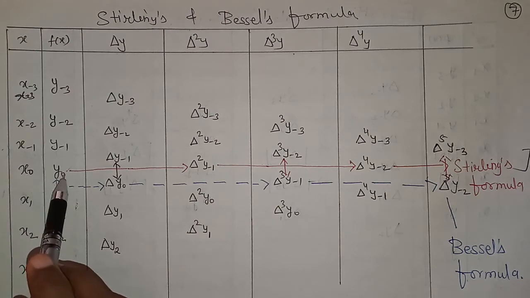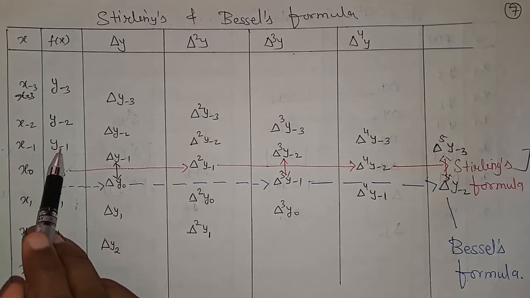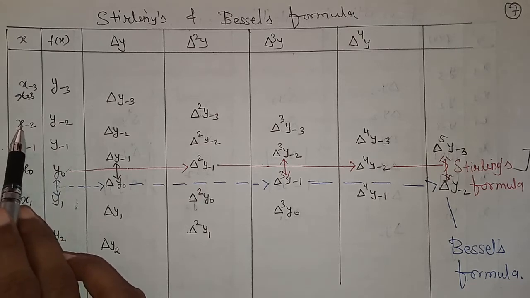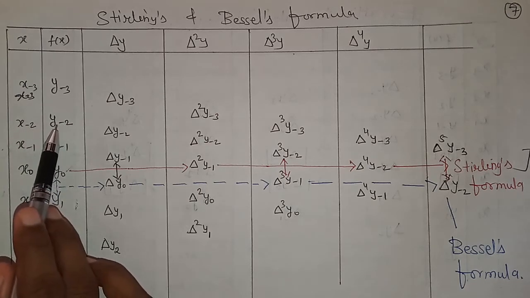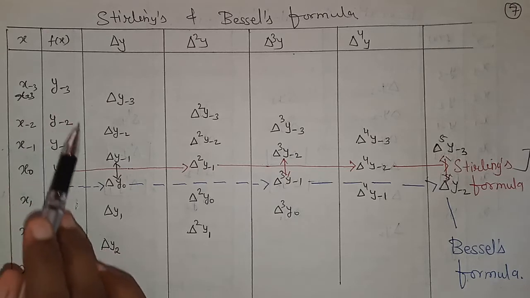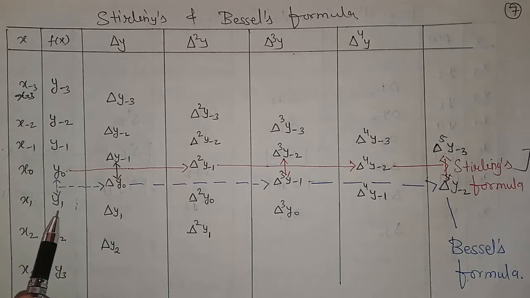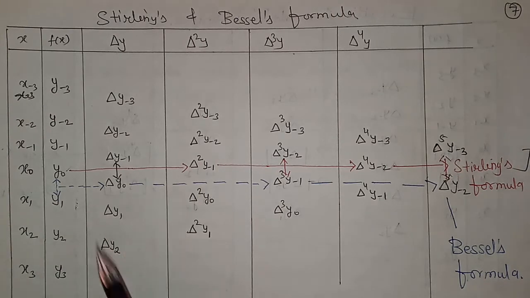So x0 has y0 value, x minus 1 has y minus 1, x minus 2 has y minus 2, and x minus 3 has y minus 3 value. Similarly, x1 has y1, x2 has y2 entry, x3 has y3 entry. And according to that, we have calculated this difference table. Up to this difference table, everyone knows how to find this table.